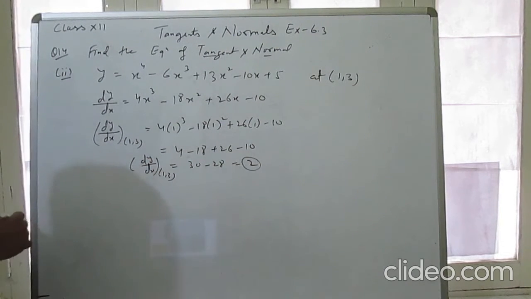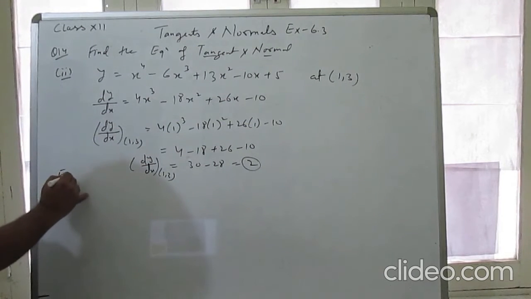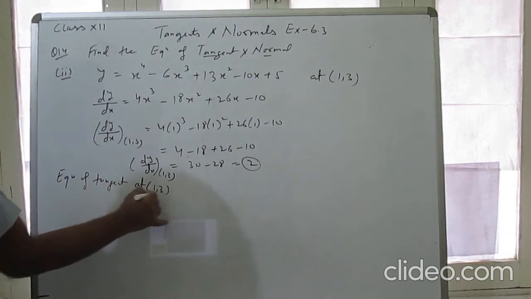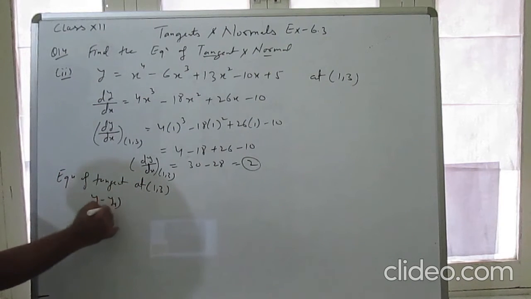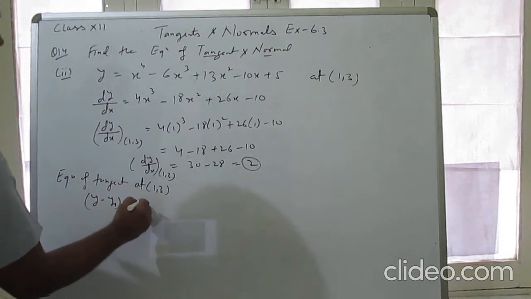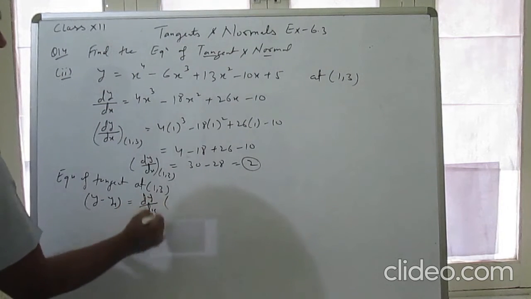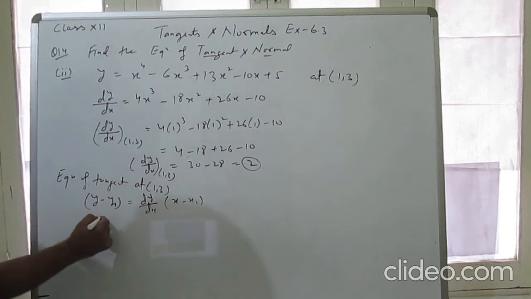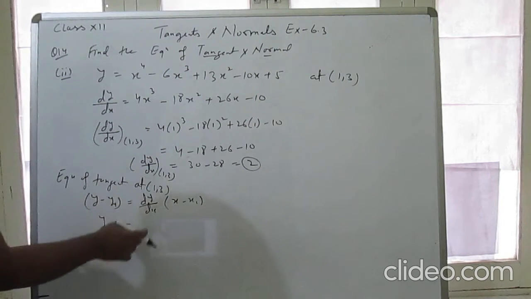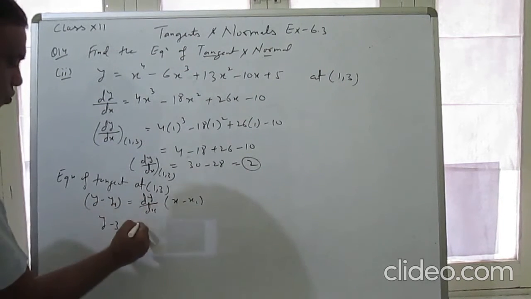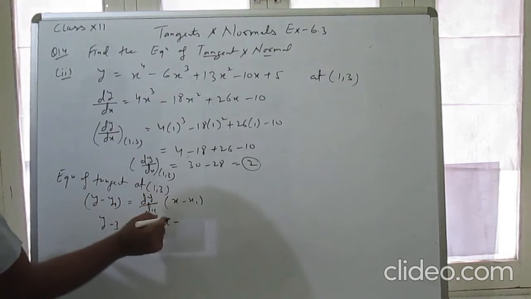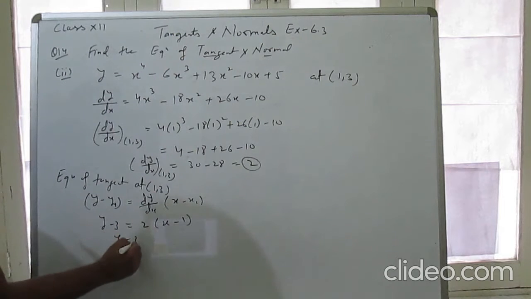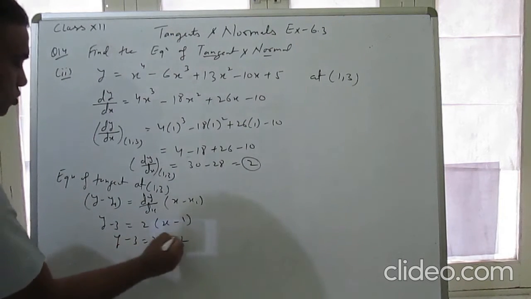So equation of tangent. Now I will find the equation of tangent at (1, 3): y minus y1 is equal to dy by dx at (x1, y1) times (x minus x1). Now what is y1? y minus 3 is equal to, what is dy by dx? 2, times (x minus x1). What is x1? 1. So y minus 3 is equal to 2x minus 2.